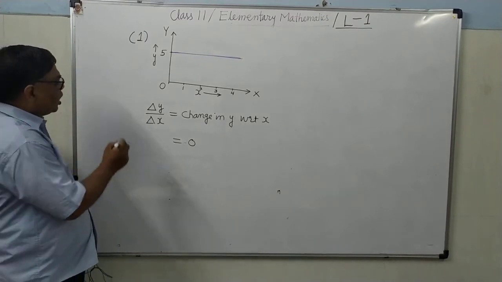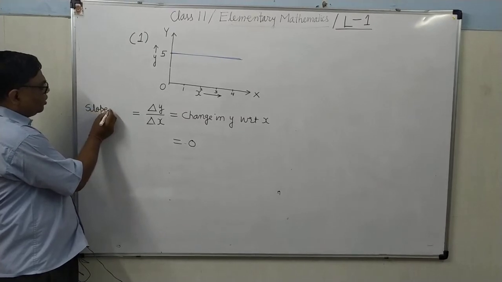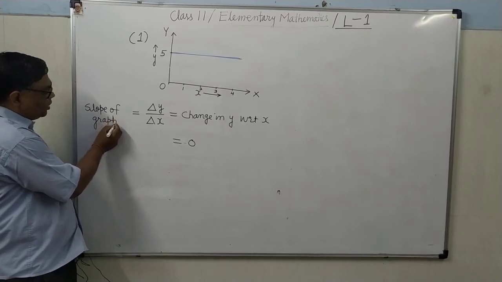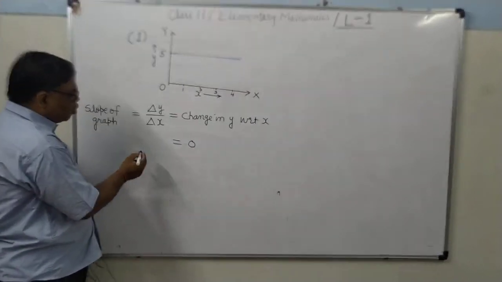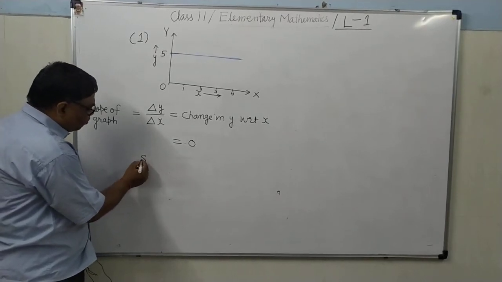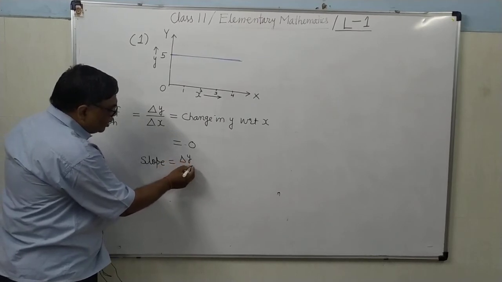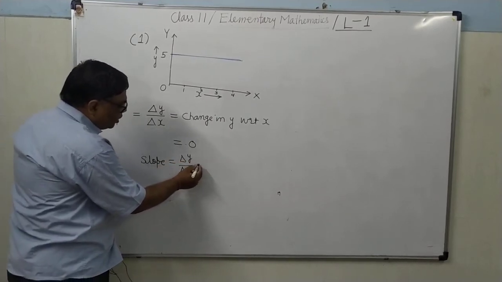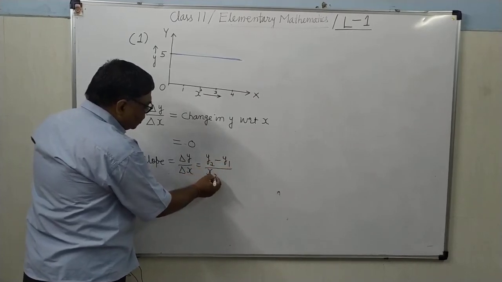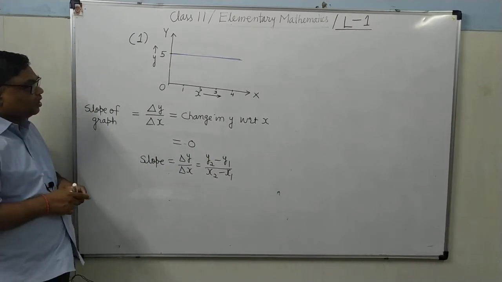This we also call the slope of the graph. Slope of the graph. Is it clear? Now slope of a graph you have already studied in mathematics. Slope means delta y upon delta x. I am writing it. Slope means delta y upon delta x, which further means (y2 minus y1) upon (x2 minus x1). You have studied this in class 10th mathematics in coordinate geometry.